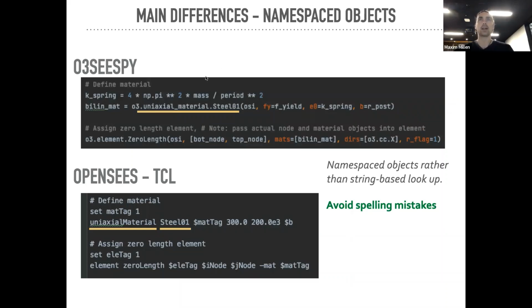We talked about namespaced objects already, but this really means that you type the package and then you can type in what module you're going to access, and then you can select which material, in this case, you're going to generate. This really avoids, mainly, spelling mistakes, which is a reasonably common bug in other OpenSees code.